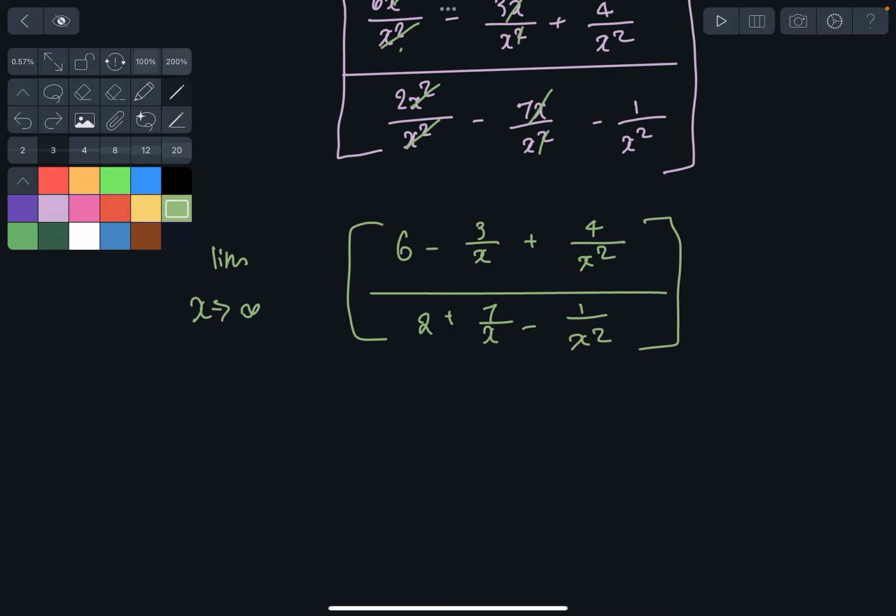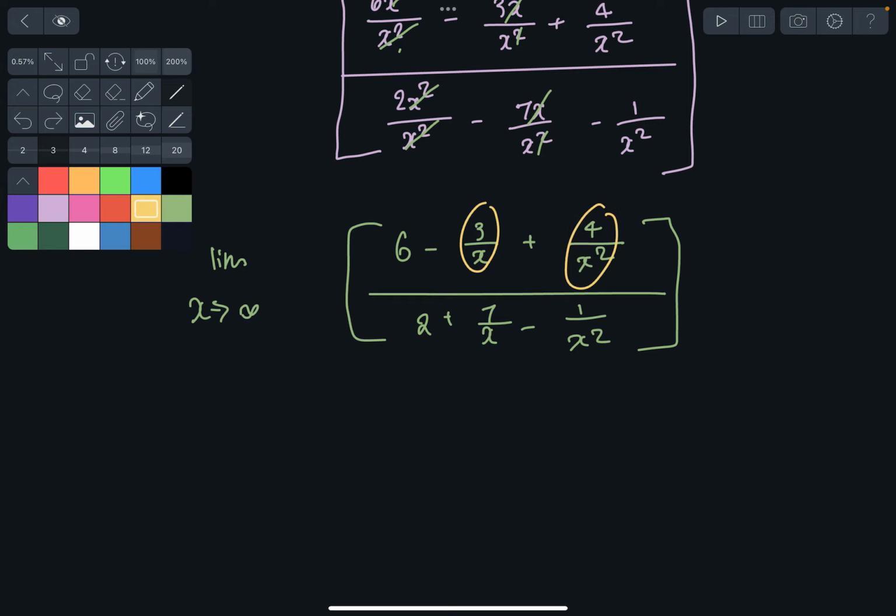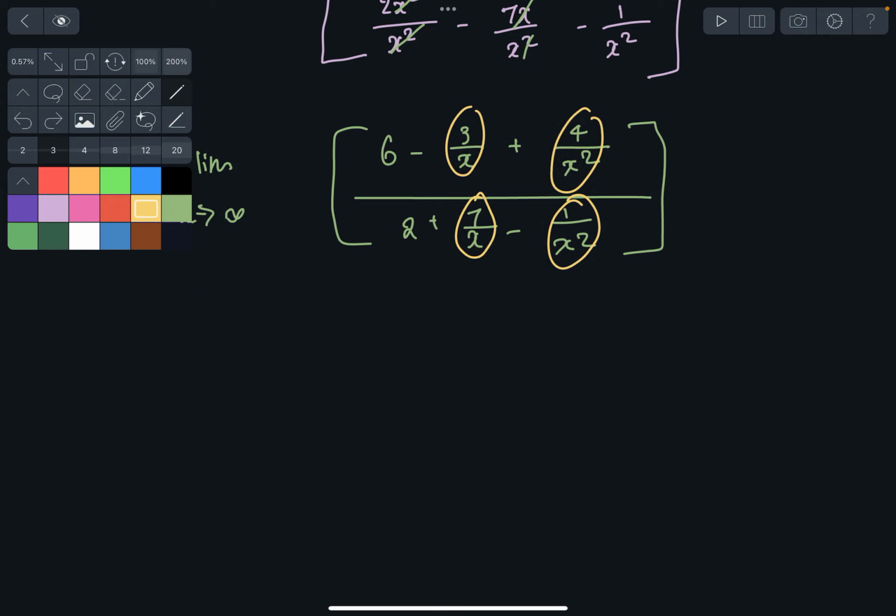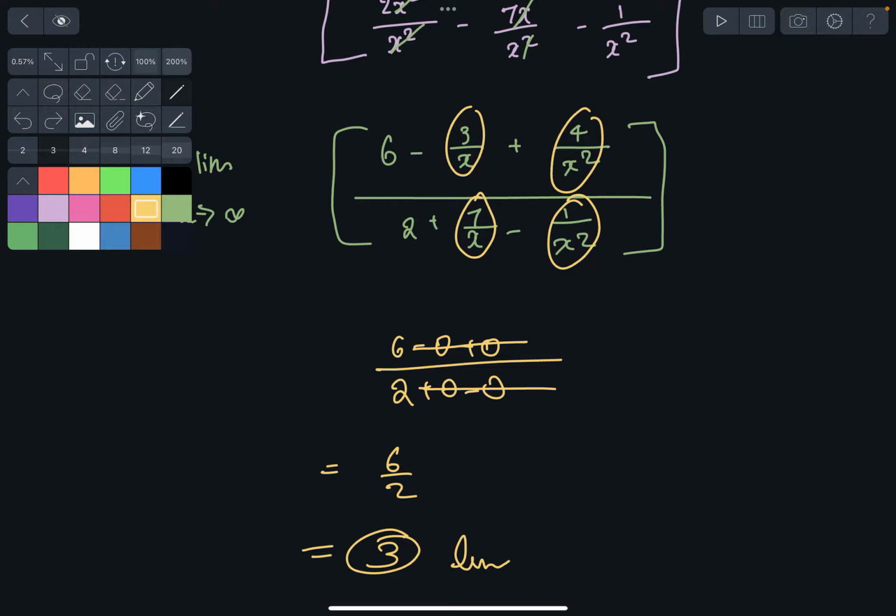Now, this is the beauty. Take a look at this. At this point, we know that anything which has x on the denominator, where we're subbing in infinity, equals 0. So this is equal to 0, that's equal to 0, that's equal to 0. Because anything over a large number, such as infinity, is an extremely small number, 0. So that takes us down to 6 minus 0 plus 0, which is irrelevant, over 2 plus 0 minus 0, which is again gone, which is just 6 on 2, which is just 3. And that is the limit of this.